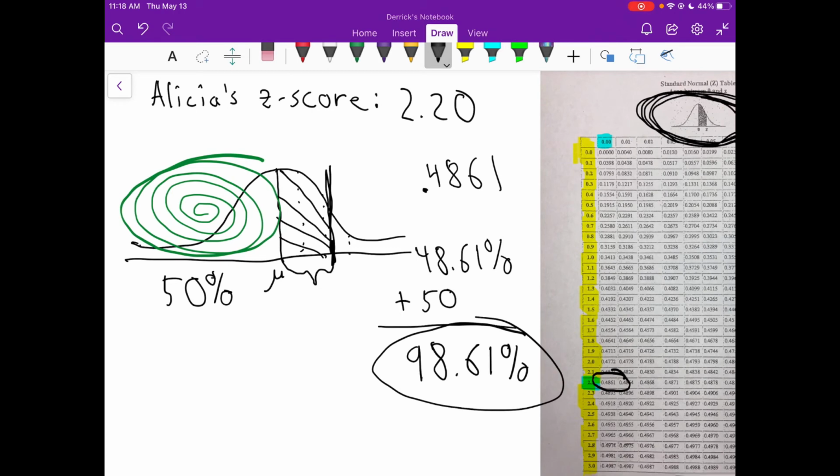The z-score chart is extremely useful, and you will need to use it for this lesson, but understand you are generally going to have to either add or subtract 50 on some of the questions, because it's only giving you the percentage from the mean to your data point. It is excluding an entire half of the graph. So if you're not adding 50% to it, make sure that's because you're supposed to be excluding an entire half of the graph.